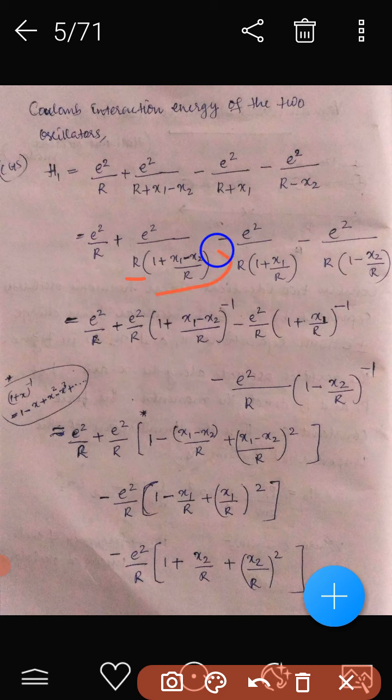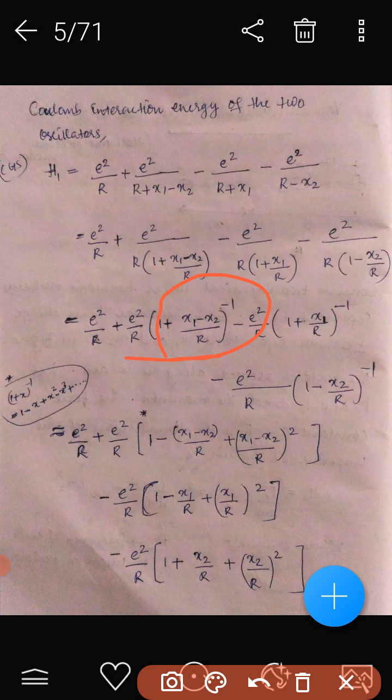This is in the numerator, and if taken into the denominator, then each term is raised to minus 1. Now these are in the form of 1 plus x to the power minus 1, and if we expand that, then 1 minus x plus x square minus x cube plus etc. We can expand those terms. I took only up to square.